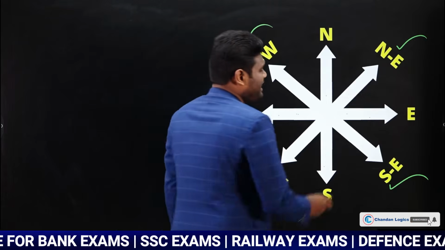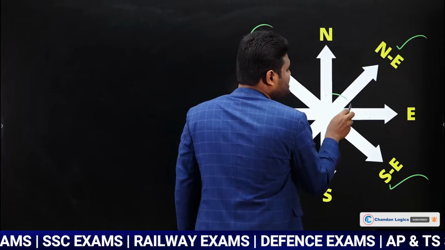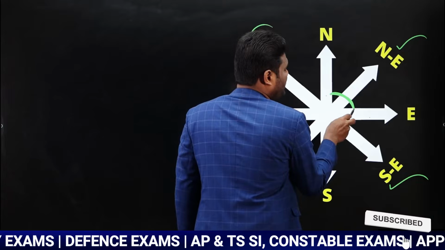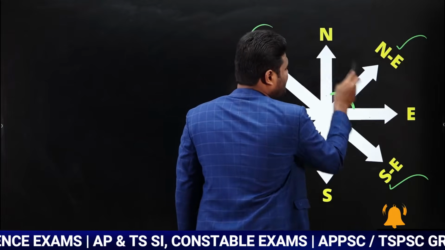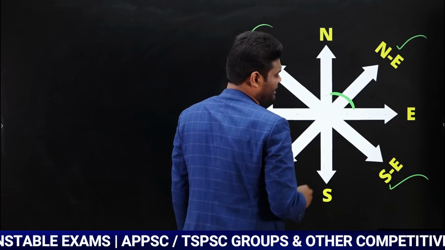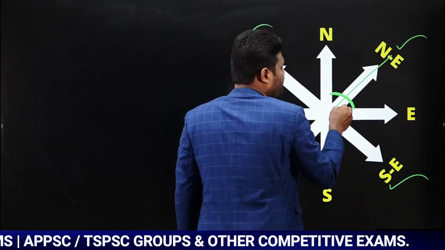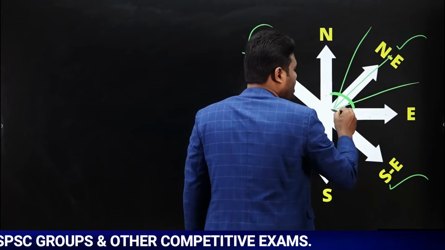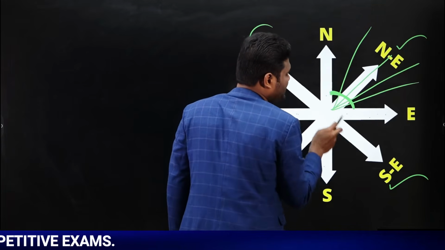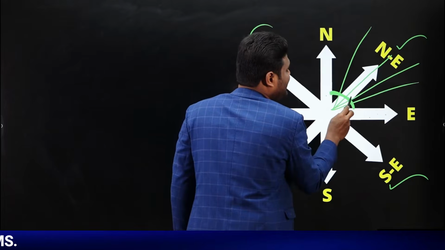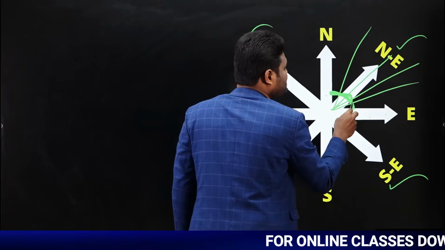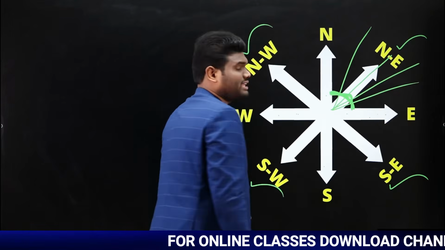Now if you observe, whatever direction we have between north and east is nothing but northeast direction. Even if you are traveling in this way, or this way, or this way, whatever we have between north and east, truly speaking, is a 90 degrees angle. Yes or no? This is a 90 degrees angle. Whatever we have within this 90 degrees is nothing but northeast direction.